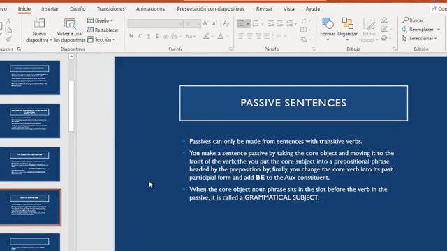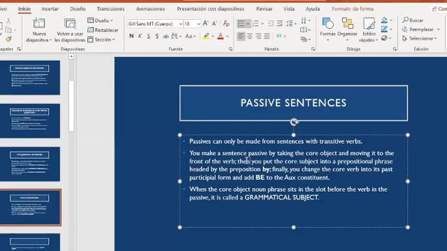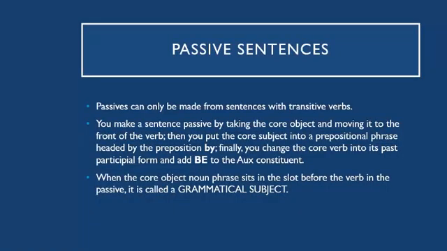So how do we make a passive? We all know how to make a passive sentence, right? Taking the core object and moving it to the front of the verb. This is straight from the book. Then you put the core subject into a prepositional phrase headed by the preposition by. Finally, you change the core verb into its past participial form and add be to the auxiliary constituent. This is what you know. If you are here listening to me, it is because you know how to make passive sentences.